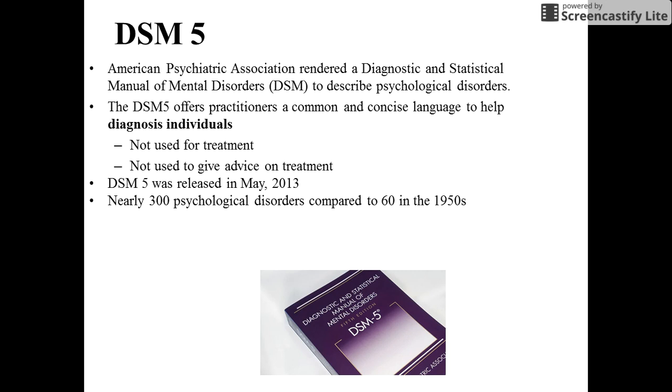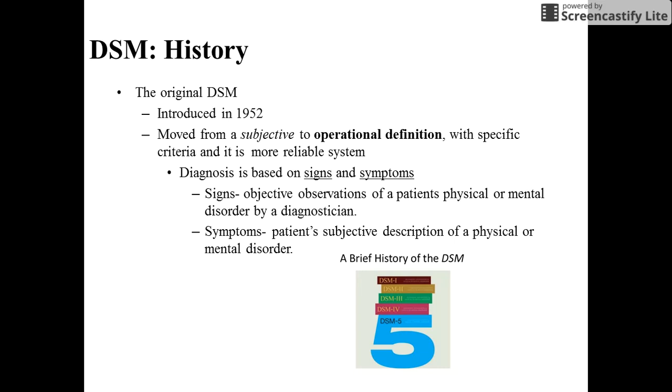The DSM-5 was released in May 2013, and it lists nearly 300 psychological disorders, compared to the 60 in the 1950s. So there are over 300 psychological disorders one may have. Again, we're not going to talk about all 300 different disorders, but we will talk about the major categories. The original DSM was introduced in 1952.